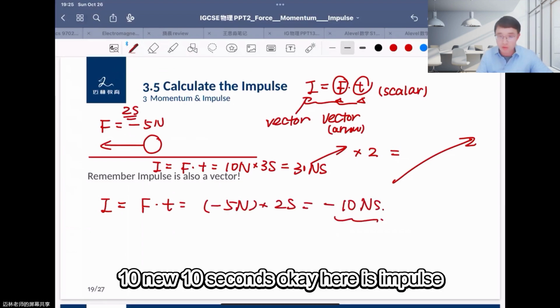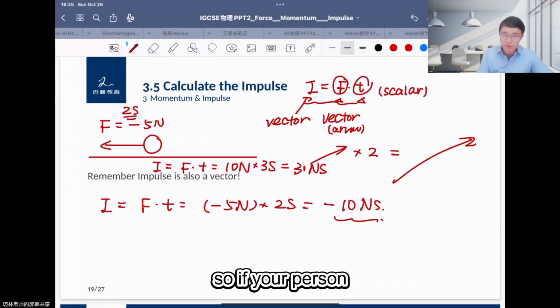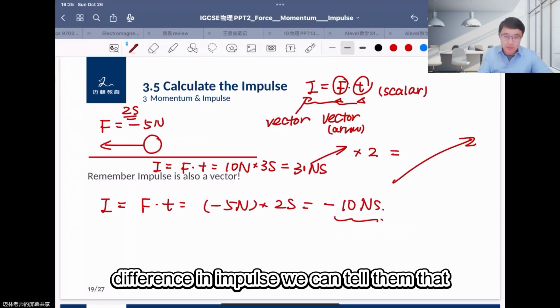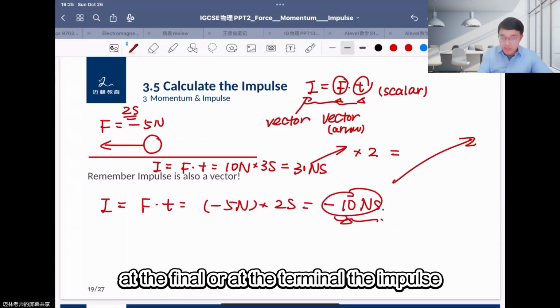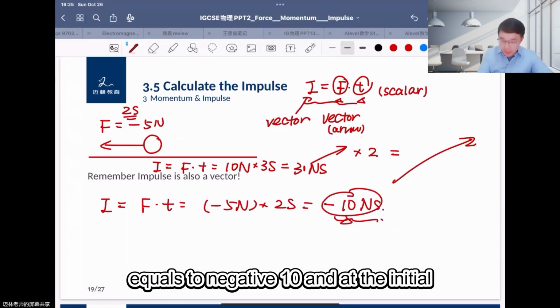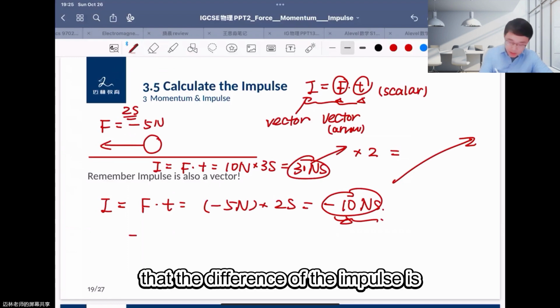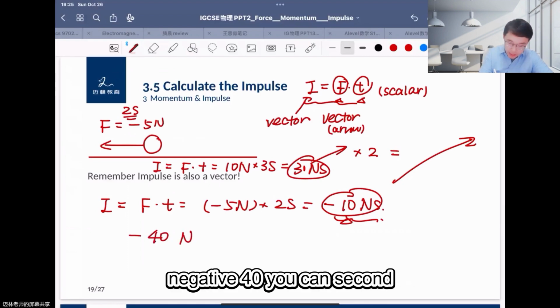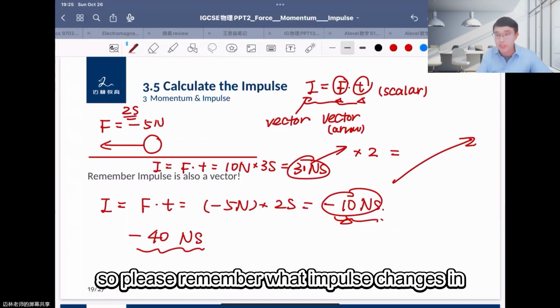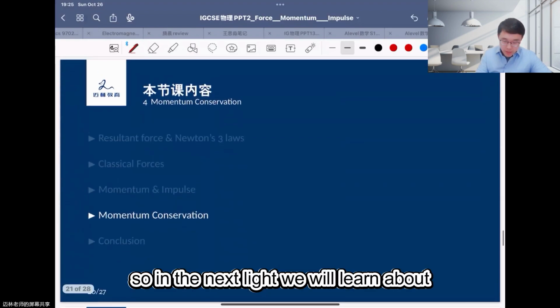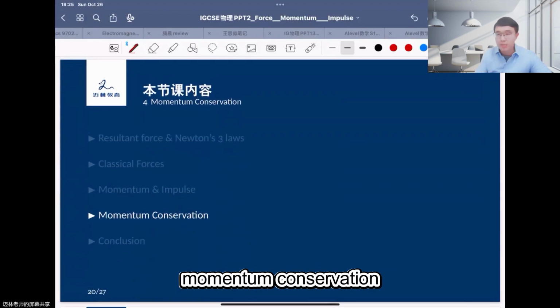Okay, here is impulse. So if a person wants to ask you, what is the difference in impulse? You can tell them that at the final, or at the terminal, the impulse equals negative 10, and at the initial, impulse equals 30. So we can say that the difference of the impulse is negative 40 Newton seconds. Okay. So please remember what impulse changes in your question. Okay. So here is this part. In the next slide, we will learn about momentum conservation.